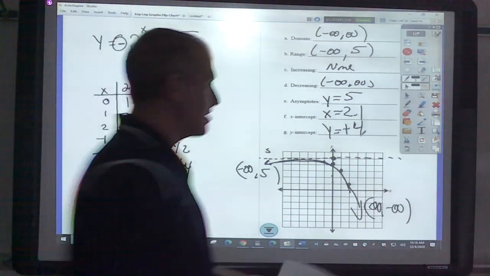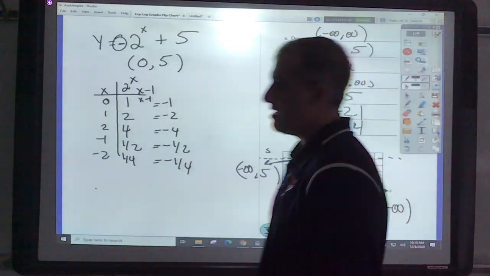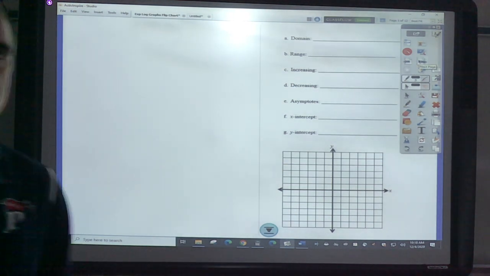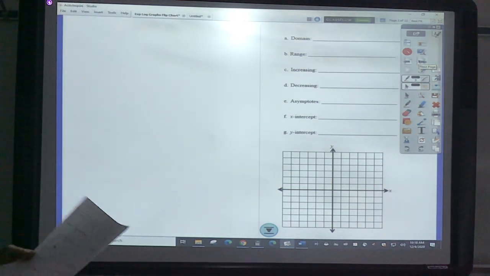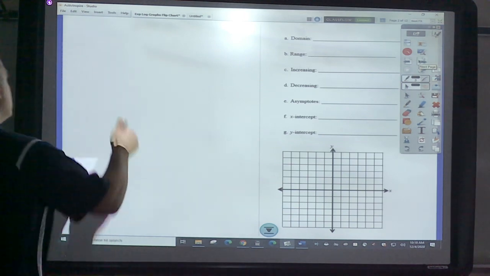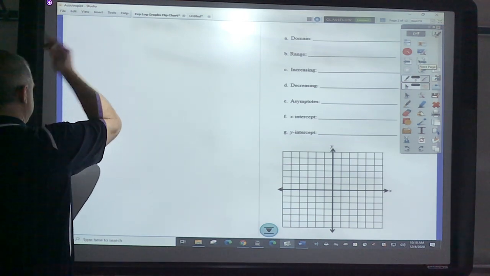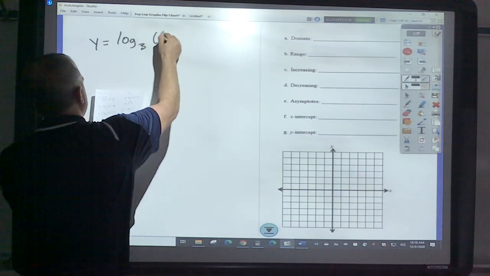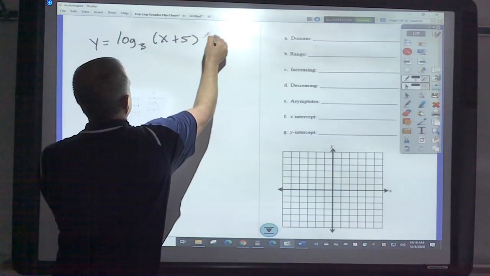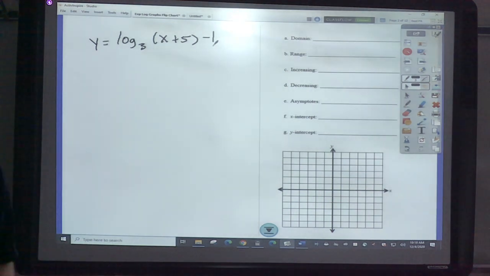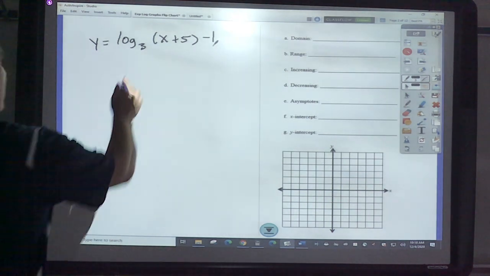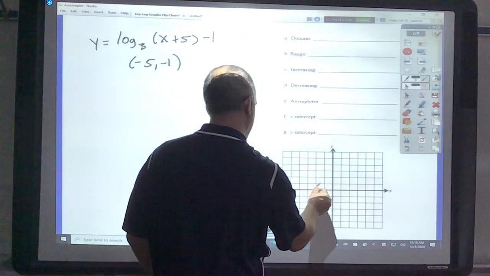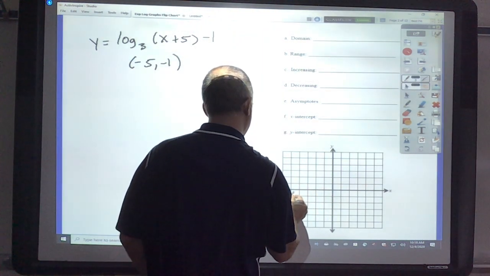Now that we've done that, let's talk about log graphs. So I've got y equals log base 3 of x plus 5, minus 1. Now, my anchor points are done the same. They're actually easier: negative 5, negative 1. So 1, 2, 3, 4, 5, negative 1.